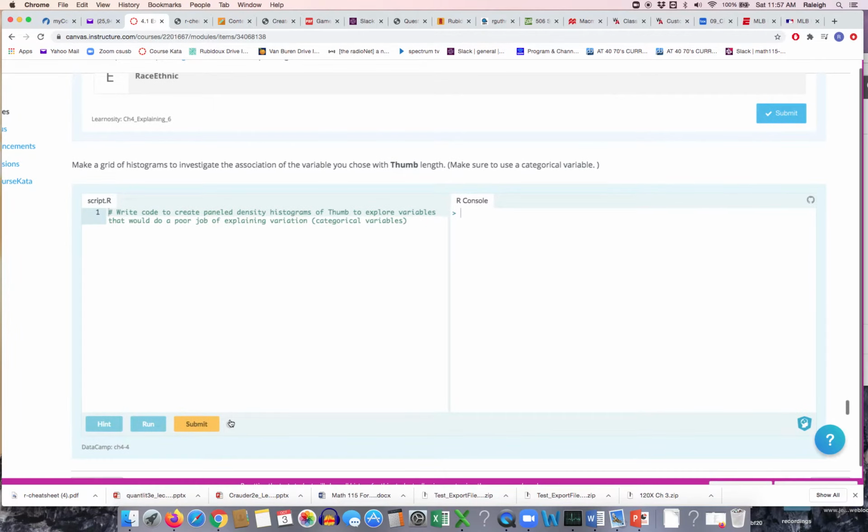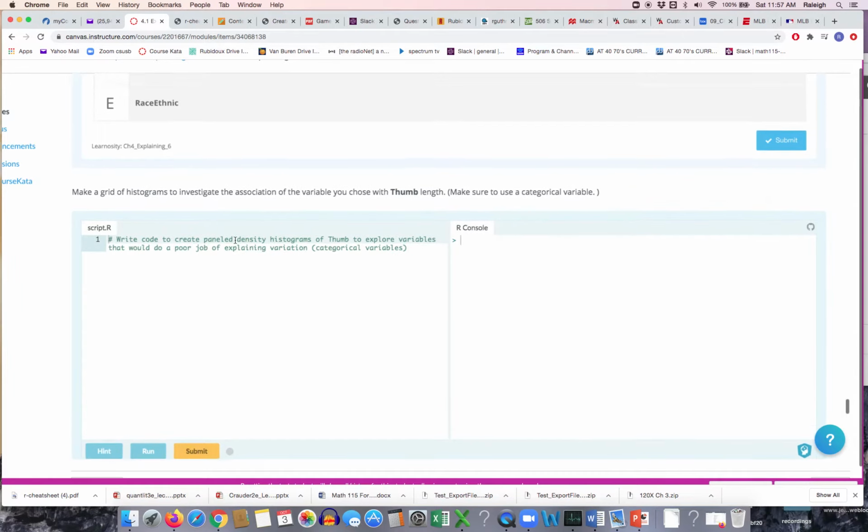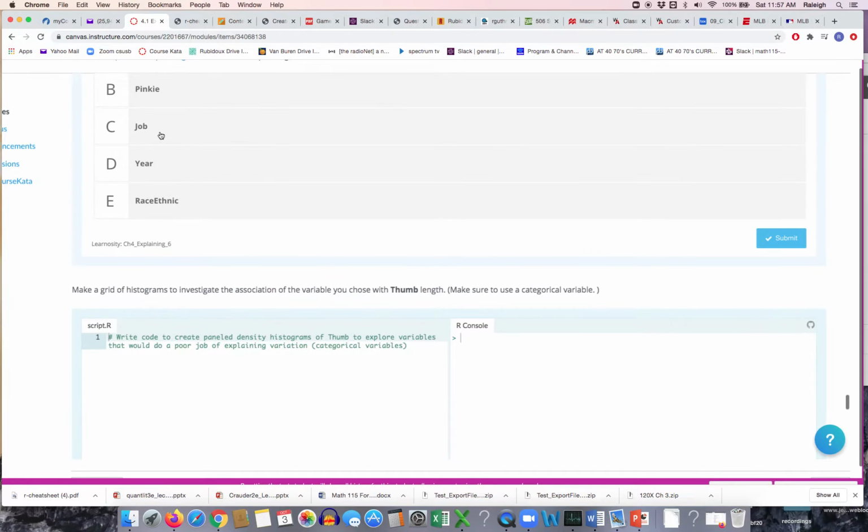So we can make a grid of histograms to investigate the association of the variable we chose with thumb length. Make sure you use a categorical variable. So let's look at the request here. Write code to create panel density histograms of thumb to explore variables that would do a poor job of explaining variation. And so let's say we picked the job, the year, and even race ethnic, which may have a little something to do with it, but not as much as you might guess.